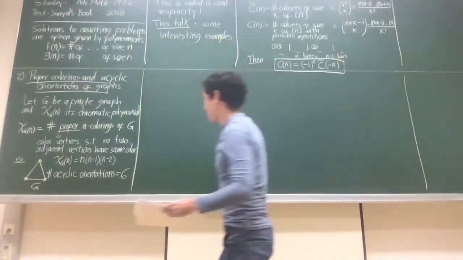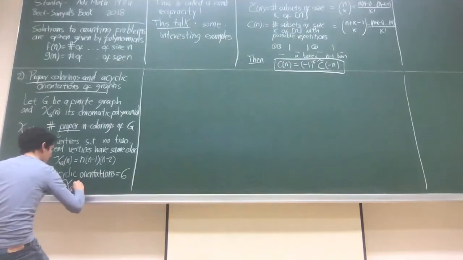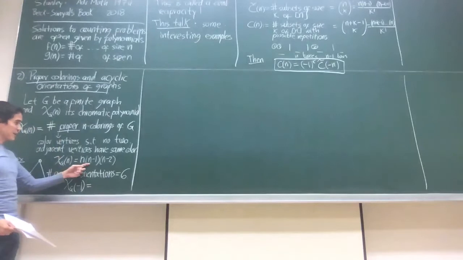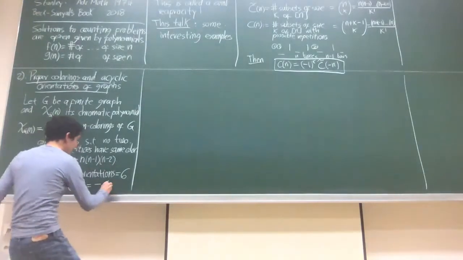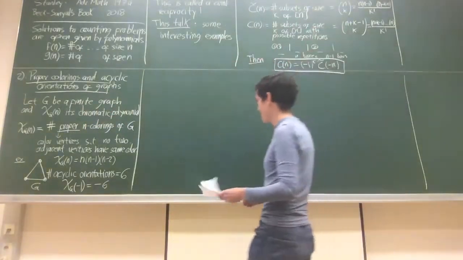Okay, now let's see what happens if I evaluate this chromatic polynomial at -1. So I get -1 times -2 times -3. This is equal to -6. And this is, of course, not a coincidence.